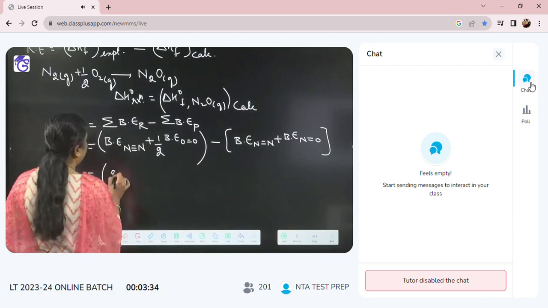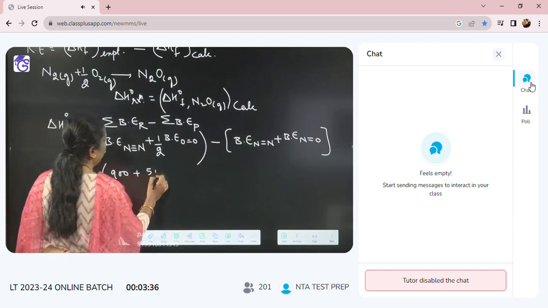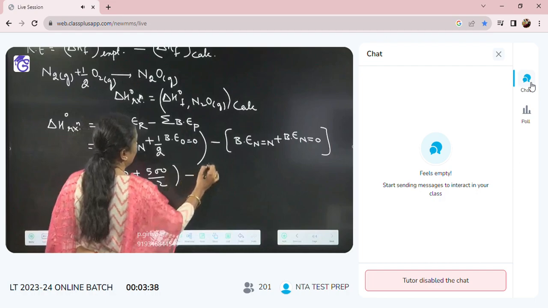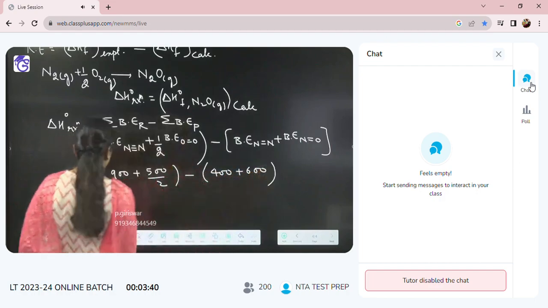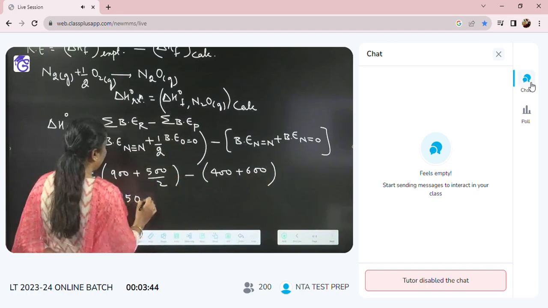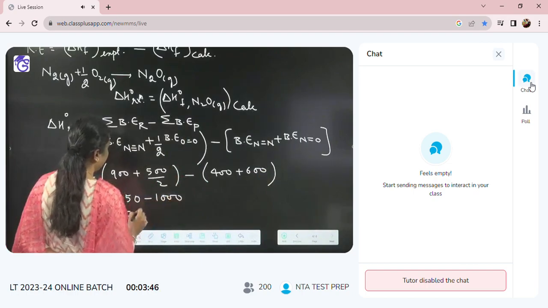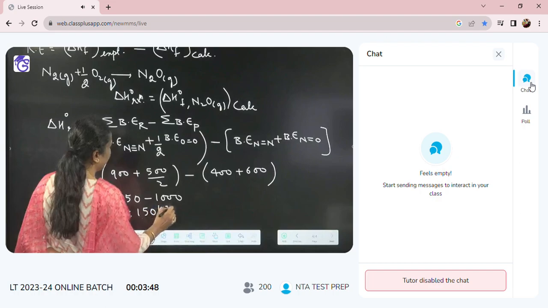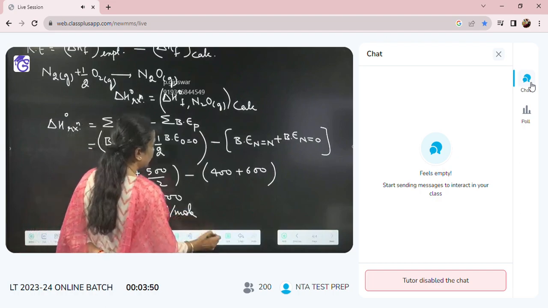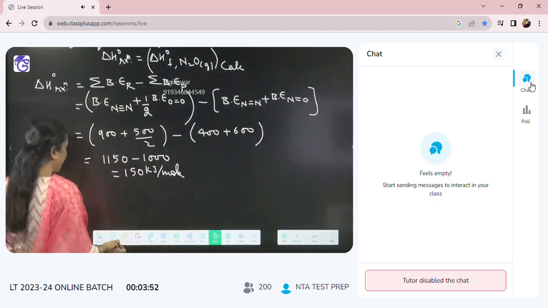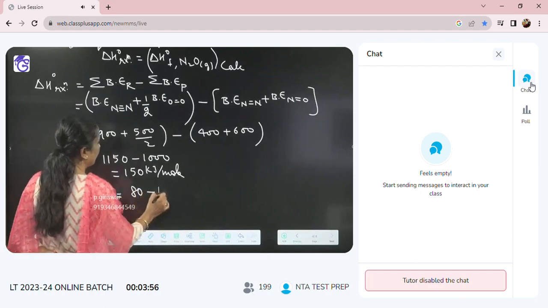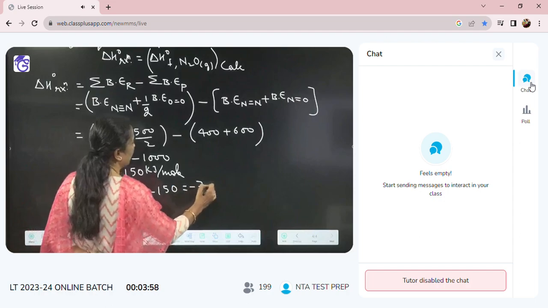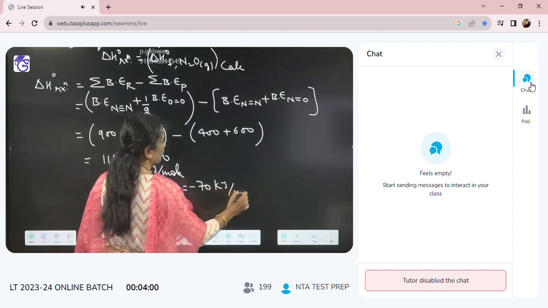Here you are having 900 plus 500 by 2, minus this value, I think I have given you 400, plus this one is 600. So you are having 1150 minus 1000. You will be left with 150 kilojoule per mole. So this you have calculated, that particular value. So resonance energy will be experimental 80, calculated 150, you will be getting minus 70 kilojoule per mole.